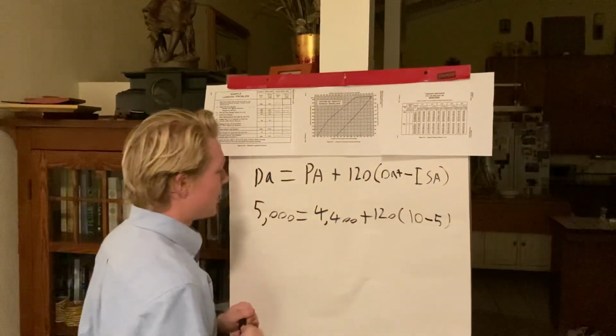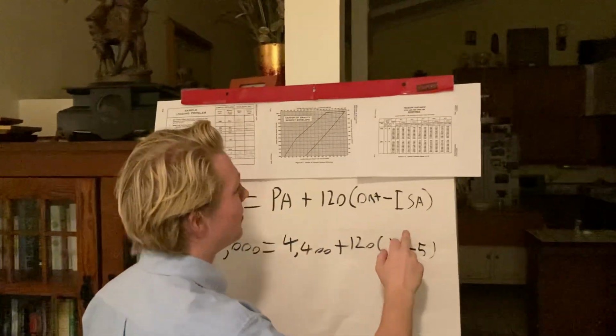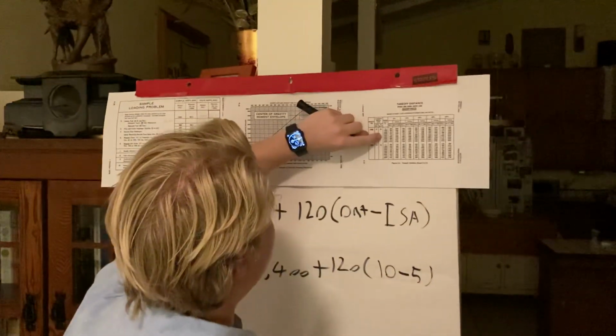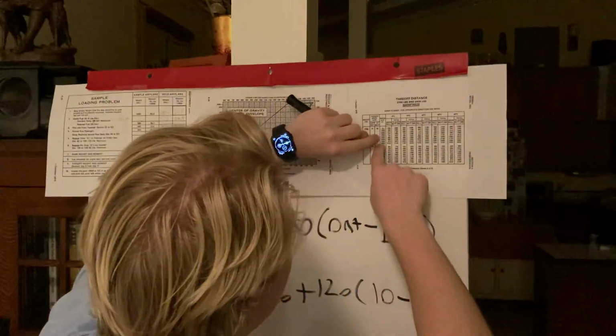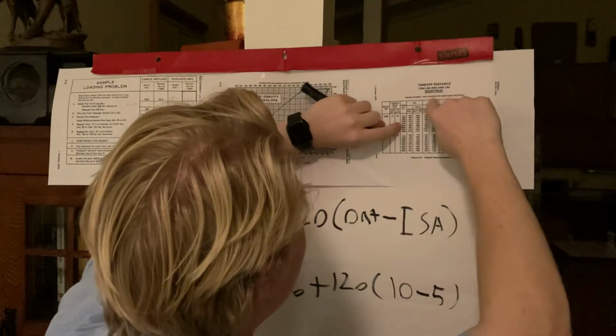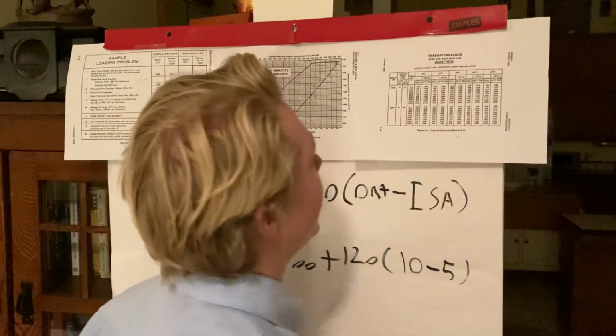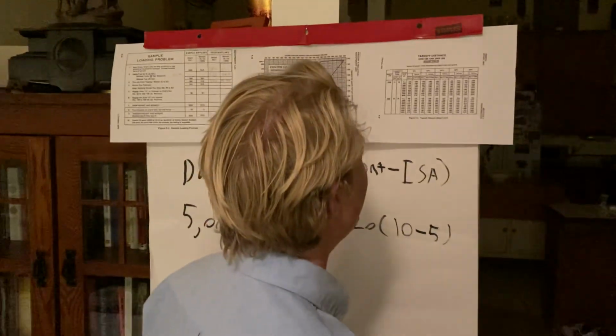So using the table of our pressure altitude and our temperature, we're going to round up to 5,000 foot pressure altitude and 10 degrees Celsius, and we're going to see our ground roll for that takeoff is 865, which is well within bounds.